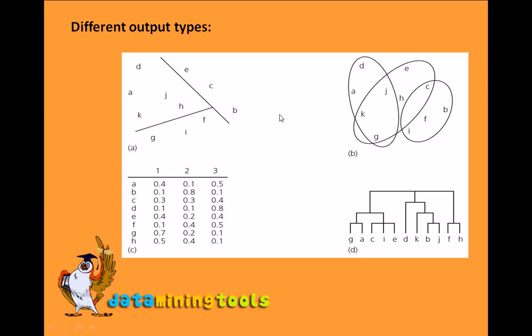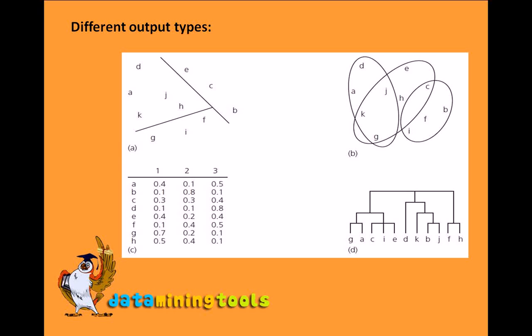Here we are showing different output types of a cluster. In example A, you can see we have divided our whole instance space into 3 sections. So each instance will belong to one and only one cluster. A different type of representation is shown in figure B, where we have used Venn diagrams to divide the whole instance space. Here the difference is that an instance can fall in more than one cluster, as with K, J and G, which lie in 2 or maybe more than 2 clusters.